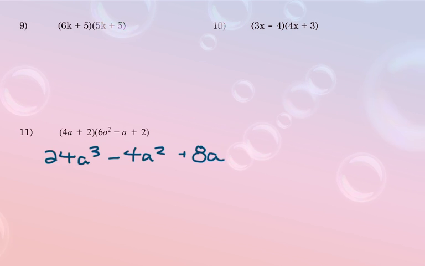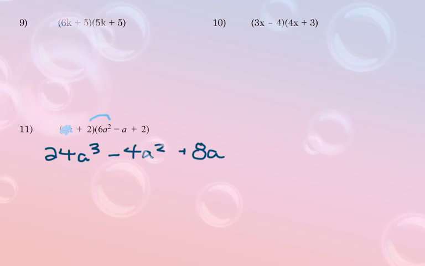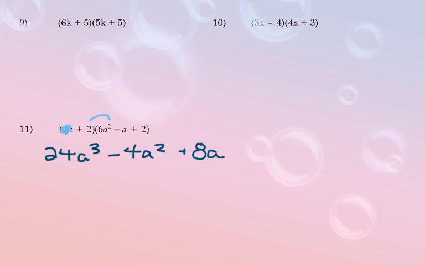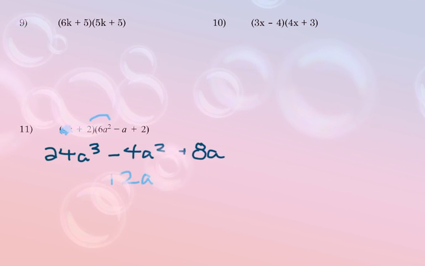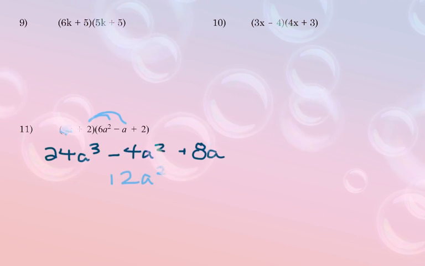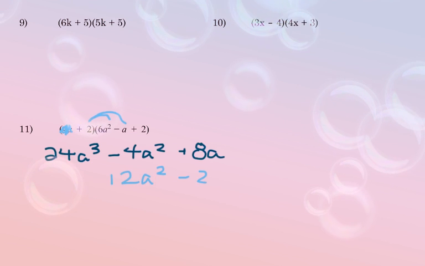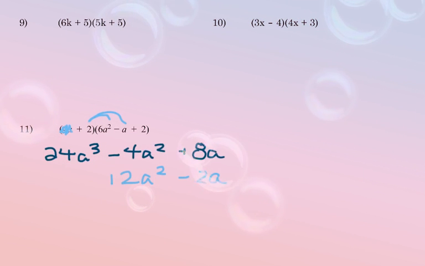So, we have worried about the 4a. Now let's just worry about the 2. 2 times 6a squared. 2 times 6 is 12. And then I know it's going to be an a squared, so I'm going to put it under the a squared. Got 12a squared. 2 times -a, remember that's just a -1. 2 times -1 is -2. There's an a there. And then 2 times 2 is 4.